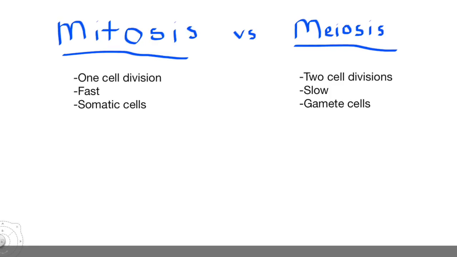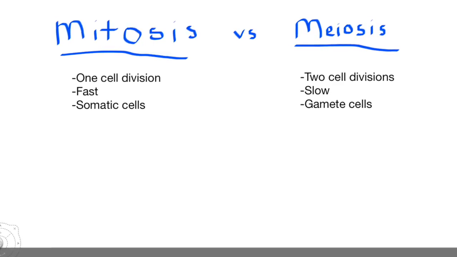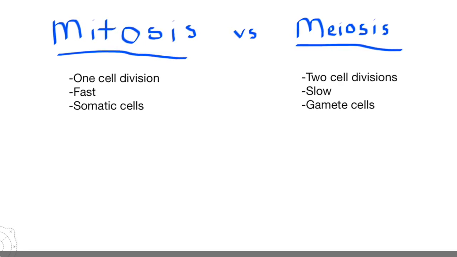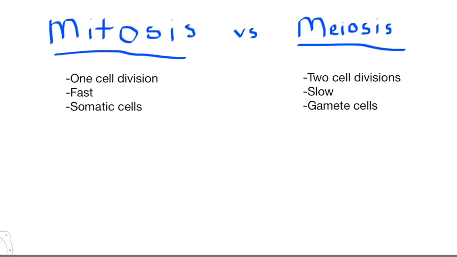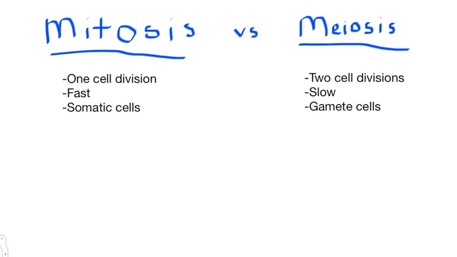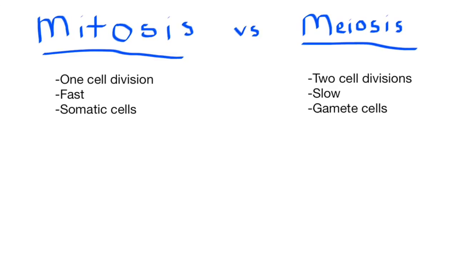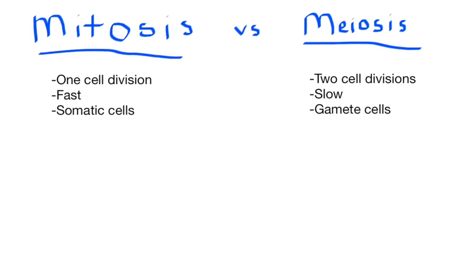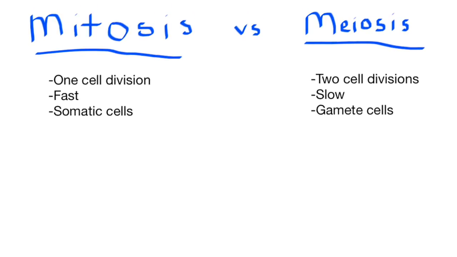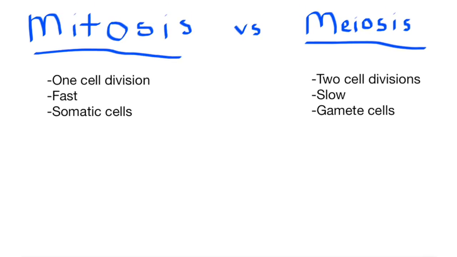So there are some pretty big differences between mitosis and meiosis. Mitosis is cyclical, so it only goes through one cell division, and it repeatedly goes through that process, while meiosis has two divisions, and it stops after that. Mitosis is very fast and happens within an hour typically, while meiosis takes about 3 days. Mitosis occurs in somatic cells, while meiosis only happens in gametes.